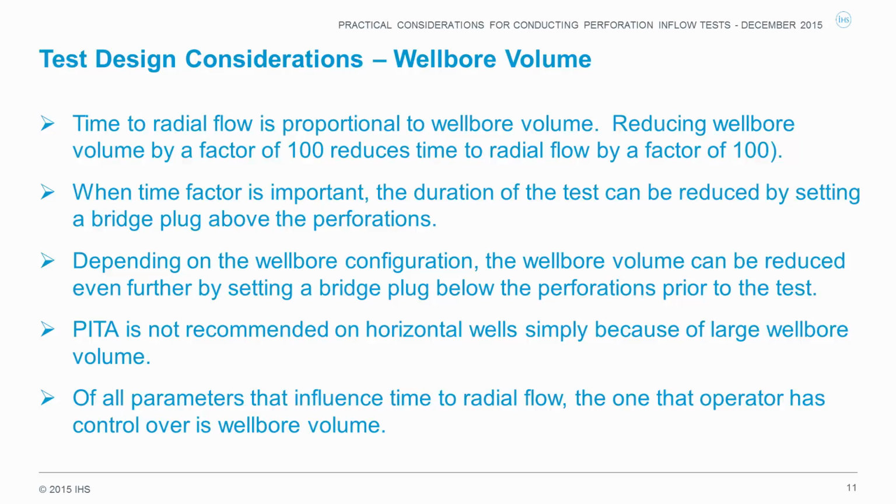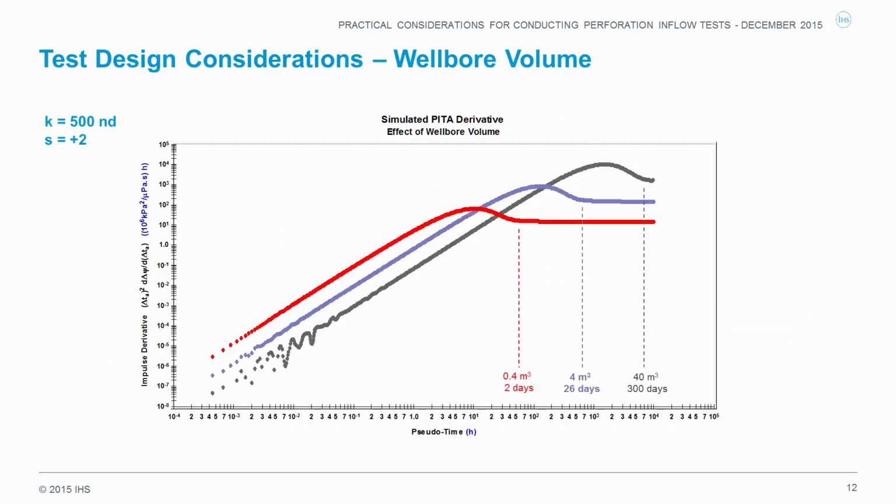Of all the parameters that influence time to radial flow, the one that the operator has control over is wellbore volume. That's the big test design item.